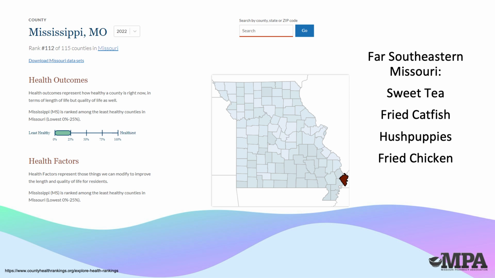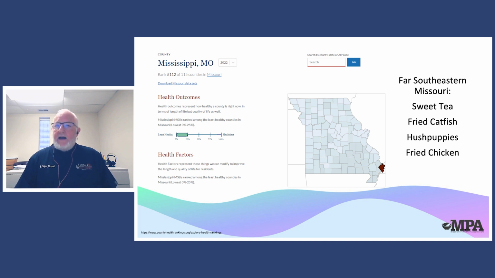Of the 115 counties in Missouri, Mississippi County is rated 112th out of 115 for poor health outcomes. And this rating is basically how healthy a county is right now, in terms not only of length of life, but of quality of life. That sounds really, really bad until you go one county south of us, and it's the 113th worst health outcomes county in Missouri, which sounds even worse, except if you go one county south of there, just following the Mississippi River, you find the 115th rated county in Missouri for health outcomes. These are the people we serve. This is the area we serve. These are our patients.